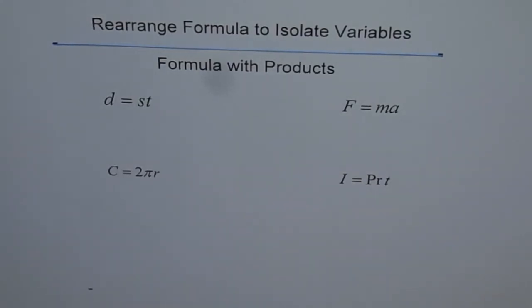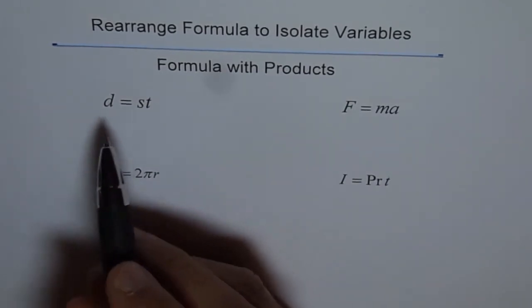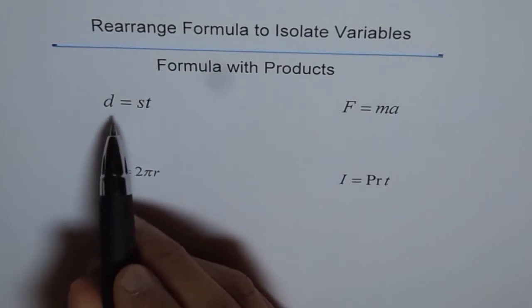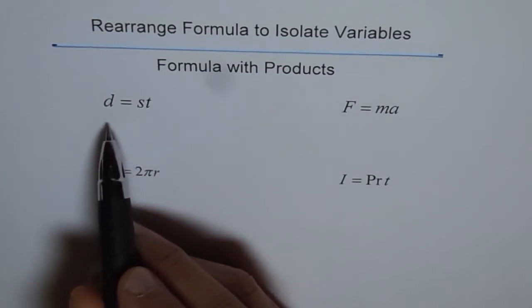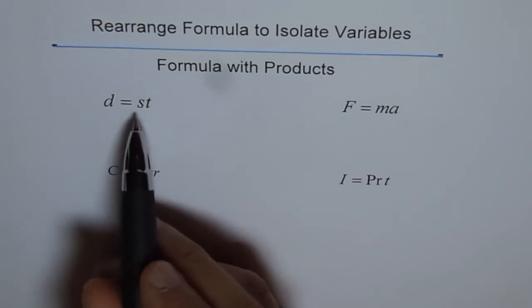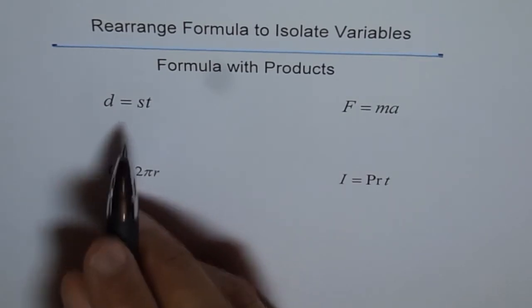Rearrange formula to isolate variables. So in this series of rearranging formulas, we have many different kinds, and this one is for products, right? So very simple form. The formula here is D equals ST. Well, this is a very important formula. It is used to calculate distance from speed and time. And you know, distance is speed into time. So that is the formula.